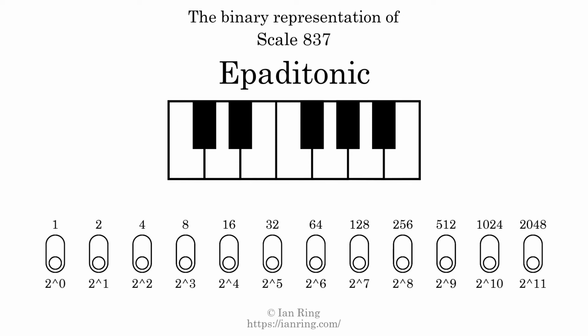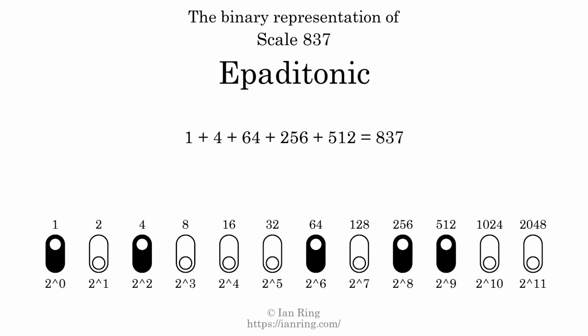The binary representation of this scale is determined by mapping tones of the scale to binary digits. Each binary digit represents a power of 2. To get the scale number, we add the powers of 2 together. The powers of 2 that are present in the scale, all added together, equals 837. That is why the scale number, in decimal, is 837.